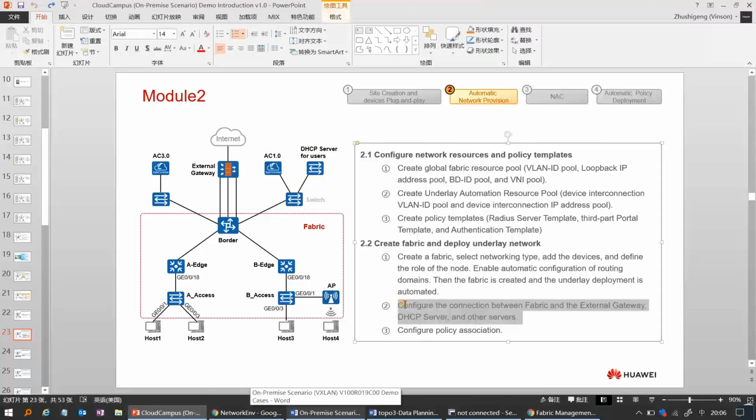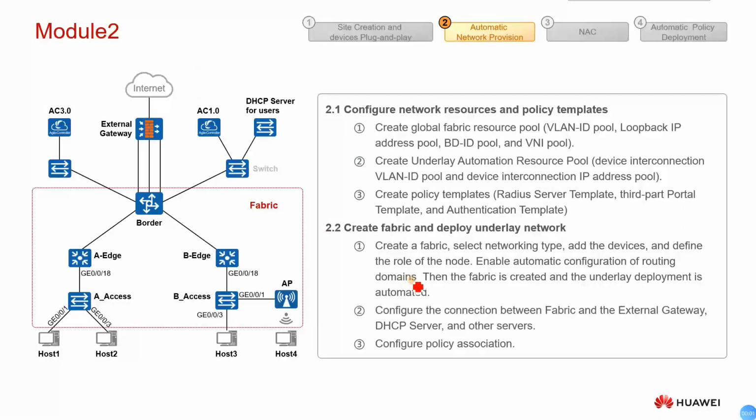This is the second step. Now the last one for the fabric. The third part will be configuring the policy association. We all know why we need policy association. Let's go back to the topology and take A edge and A access, for example. By the way, in a real scenario, the A edge may connect to plenty of access switches, and one of them will be A access.